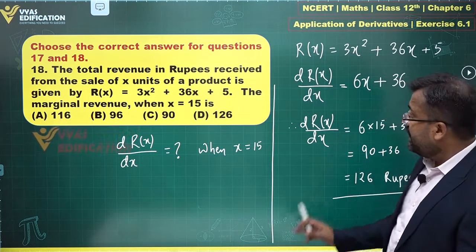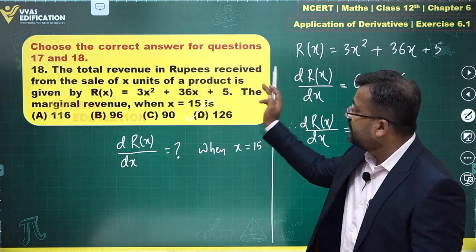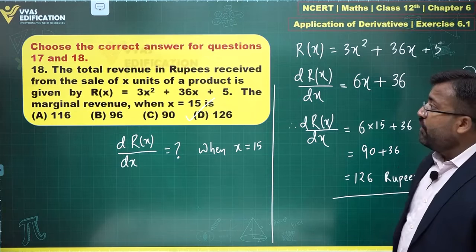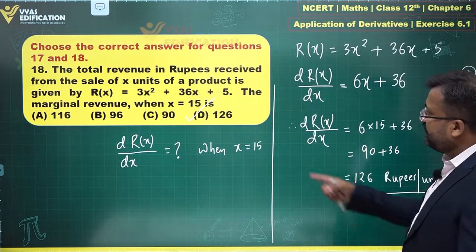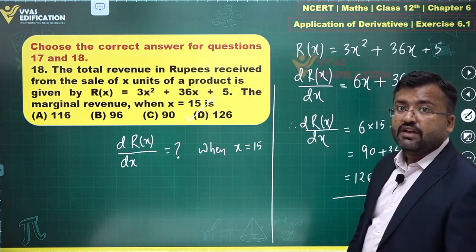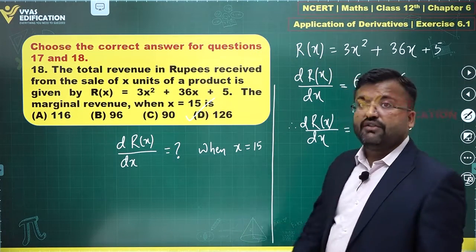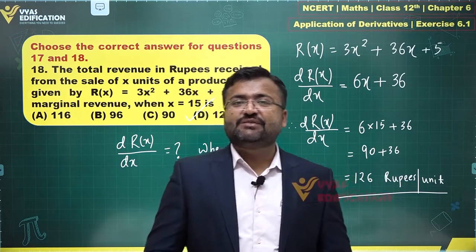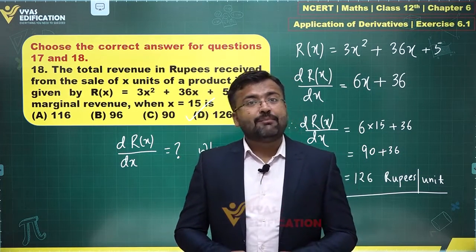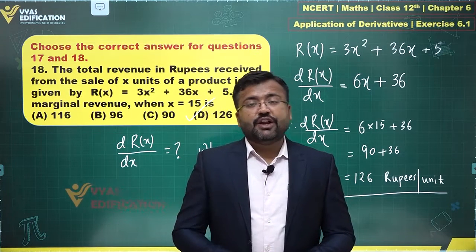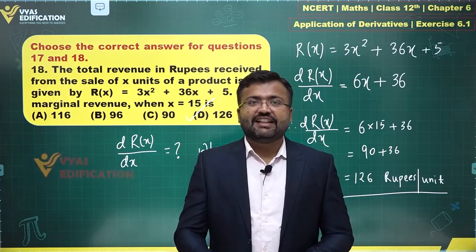And the correct answer will be option D. We are not supposed to worry about the units. The answer will be 126 rupees per unit, or simply option D. That's all that you have in this question. And with this, we come to the conclusion of this exercise 6.1 from the chapter Application of Derivatives, Mathematics Class 12th. In the next video, we'll be talking about another exercise. Till then, all the best.